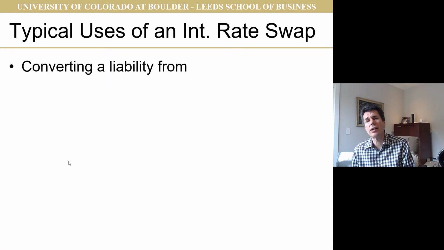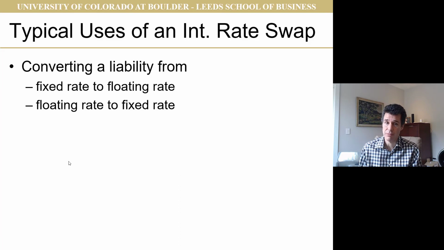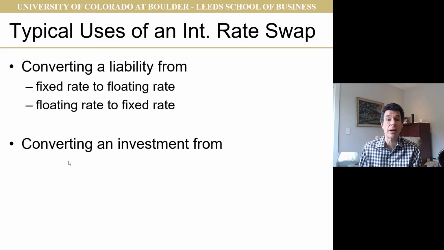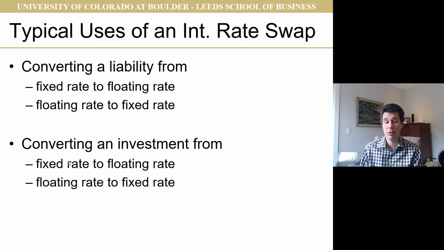All right, so what are interest rate swaps used for? They're often used for converting a liability, some kind of liability. Again, a good liability to think about here would be a bond. So we convert a liability from a fixed rate to a floating rate, or floating rate to fixed rate. We might convert investments. Again, we can think bonds. I have investments, they're fixed rate bonds. I want them to be floating rate. I have floating rate bonds. I want them to be fixed rate. So basically this is all about conversion of a rate from fixed to floating or floating to fixed, depending on which way we do the interest rate swap.